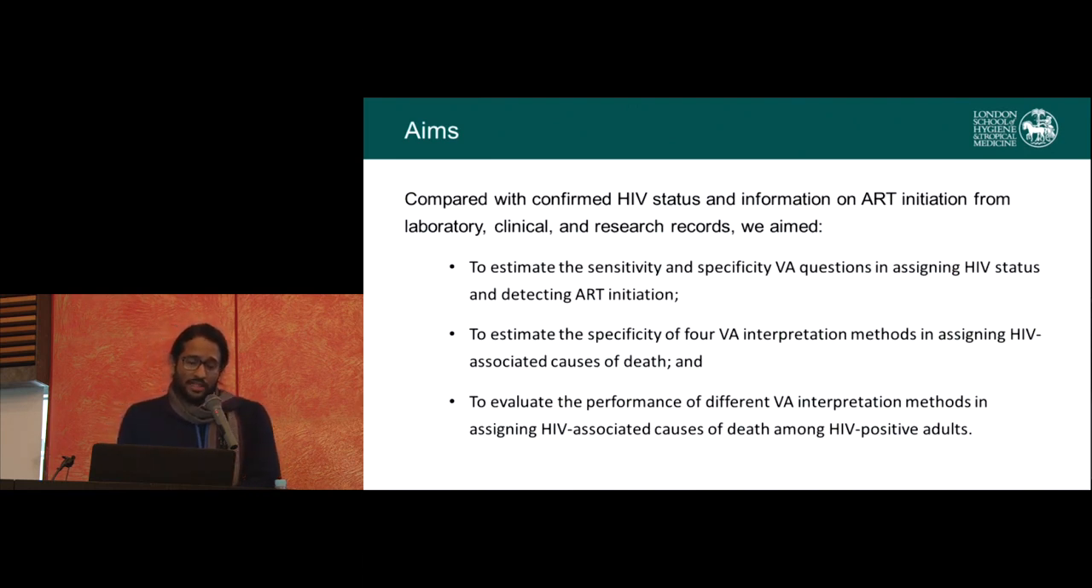So compared with confirmed HIV status and ART status among a group of HIV-positive and HIV-negative adults, we aimed to estimate the sensitivity and specificity of VA questions in assigning HIV status and detecting ART initiation. We also tested 4 different VA interpretation methods and assessed their specificity in assigning HIV-associated causes of death. And we unfortunately didn't have a reference standard cause of death for all of these individuals. So we attempted a proxy method to try and estimate the sensitivity of some of these methods.